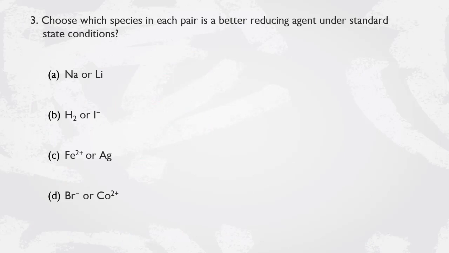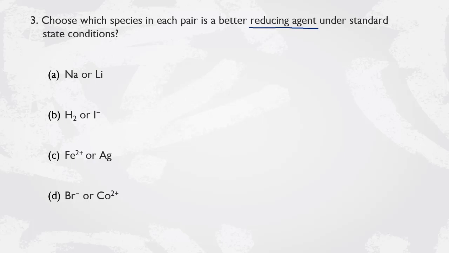Question 3 asks you to choose which species in each pair is a better reducing agent under standard state conditions. So what is meant by reducing agent? Reducing agent is basically a species that undergoes oxidation. We've already talked about this previously. We know that when the species undergoes oxidation, it's going to have more electrons on it. Therefore, their E naught value should have a more negative value. So we're going to compare between the two species given, who's got the more negative value based on the SRP table. So make sure that you have your SRP table with you, and then let's compare the two values.